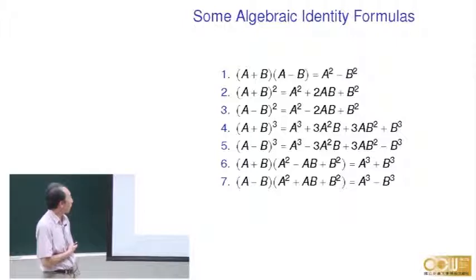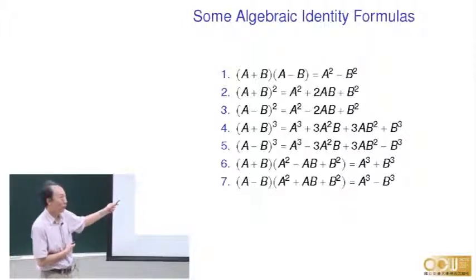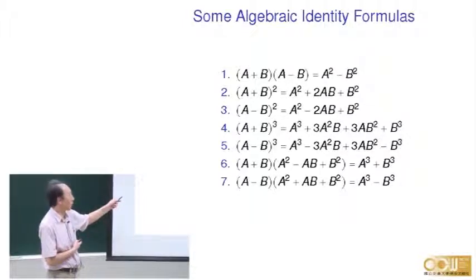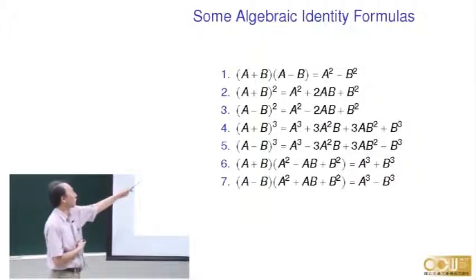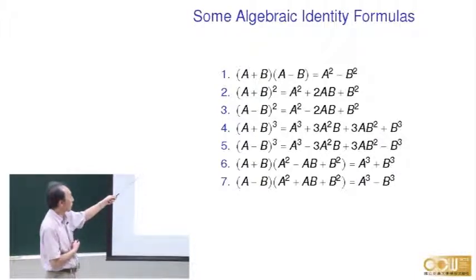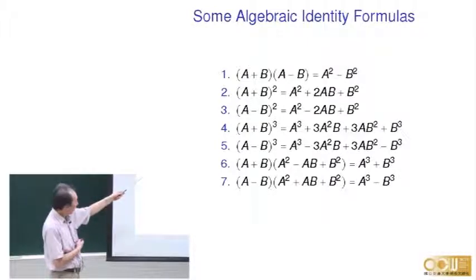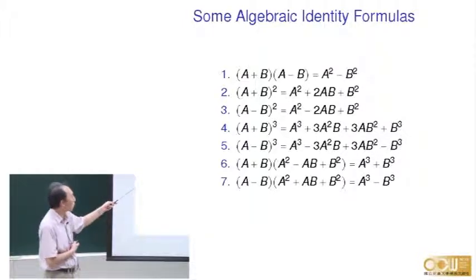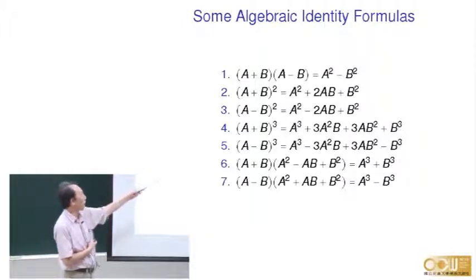The fourth identity and the fifth one, I show them together. They are called perfect cubes, because they are the cube of some quantities. The first one is also called the cube of the sum, and the fifth one is called the cube of the difference. And here they are.